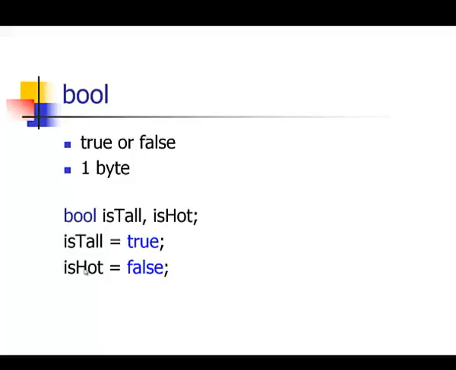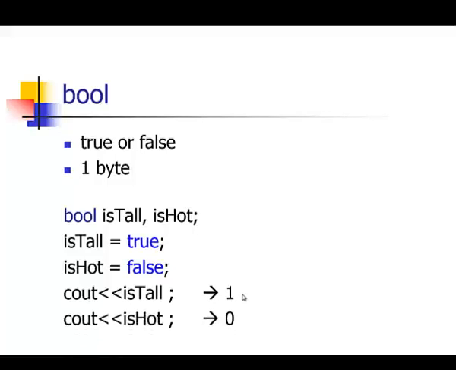Notice that although they contain the values true and false, we use those keywords to identify them. When we output them, so if I output this variable is tall, it's going to print a 1 to represent true, and it's going to print out a 0 to represent false. So we use these keywords to assign values, but really what's being stored is the numeric 1 or the numeric 0 in these bool variables.